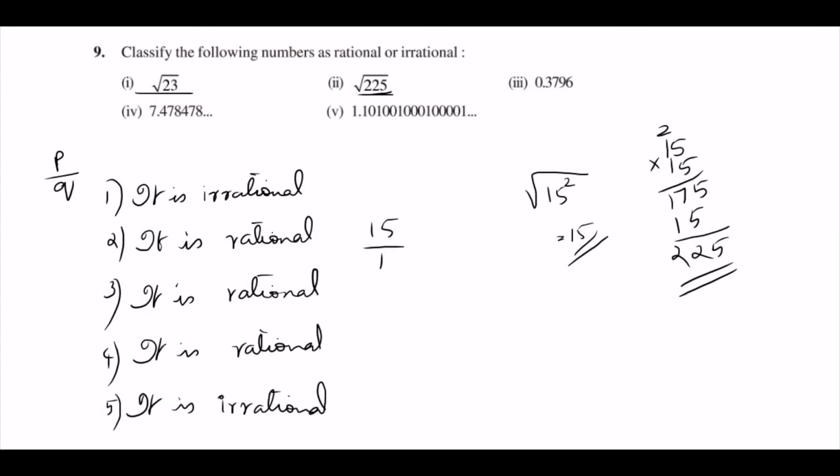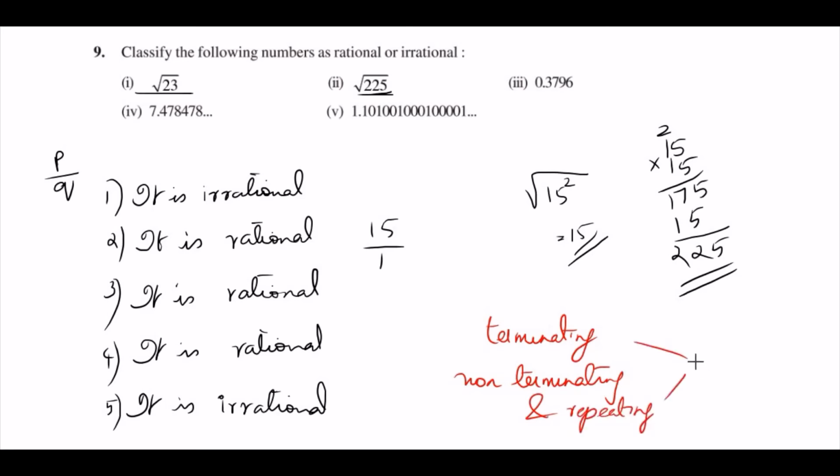So whenever you get numbers like this with a decimal expansion, you have to look for the type of decimal expansion, whether it is terminating or non-terminating and repeating. If it is terminating or non-terminating and repeating, you can say those numbers are rational. And if the decimal expansion is non-terminating and non-repeating like this, you can say it is an irrational number. Only irrational numbers can have non-terminating and non-repeating decimal expansions.